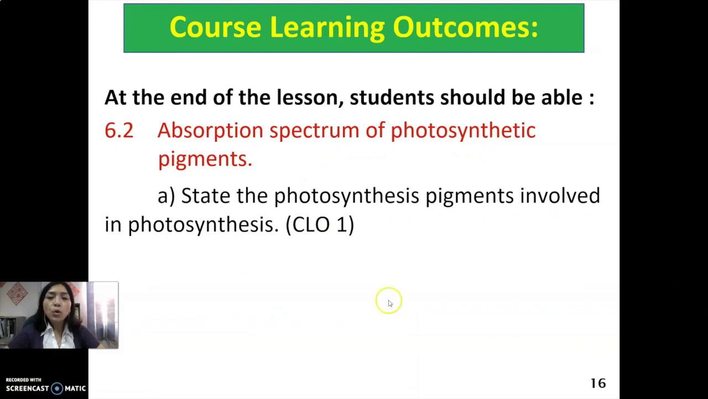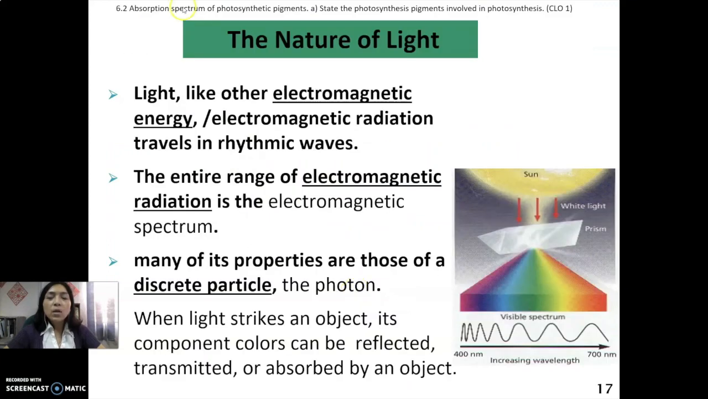Okay, topic 6.2, absorption spectrum of photosynthetic pigments. The sunlight is like other electromagnetic energy, or electromagnetic radiation, which travels in rhythmic waves. Light travels in waves. The entire range of electromagnetic radiation is the electromagnetic spectrum. Many of its properties are those of discrete particles called photons. So you call the light a photon, a discrete particle.